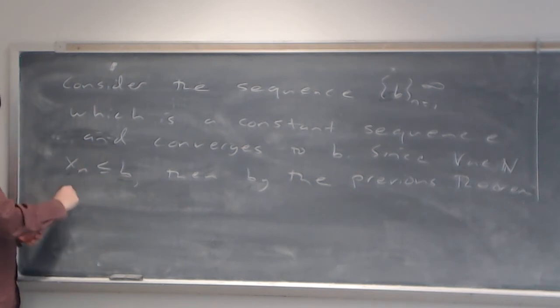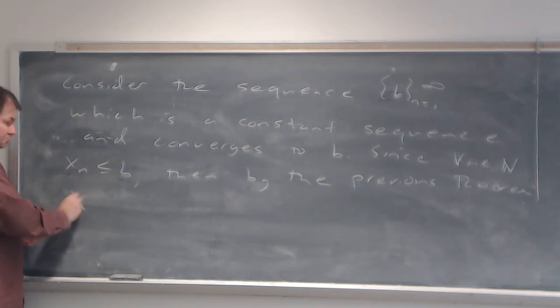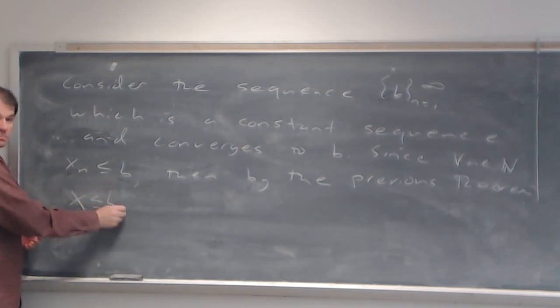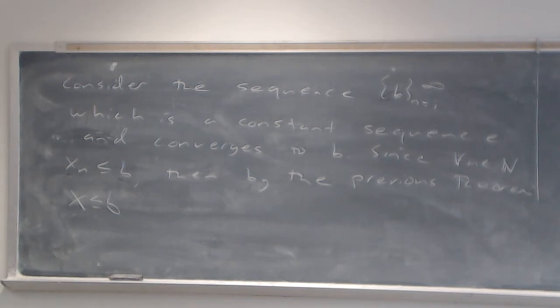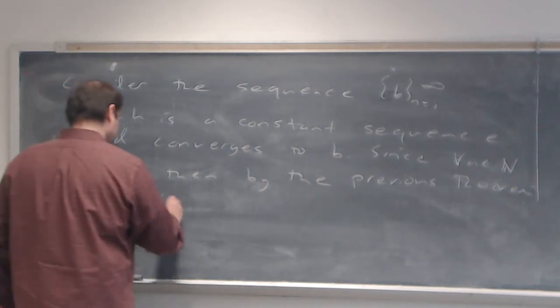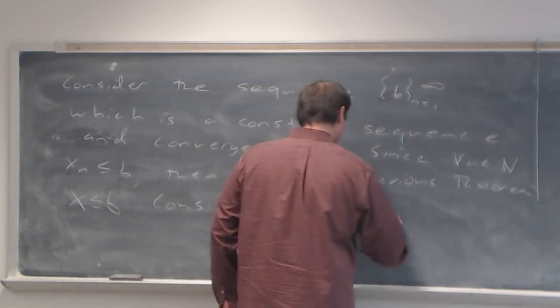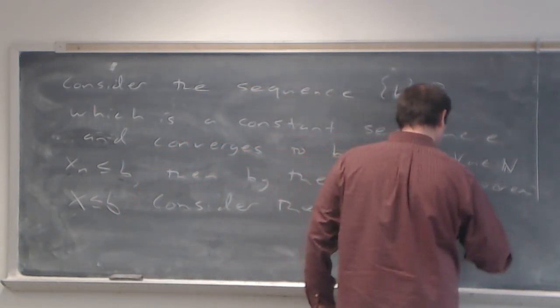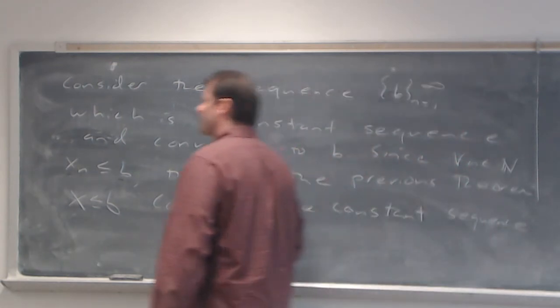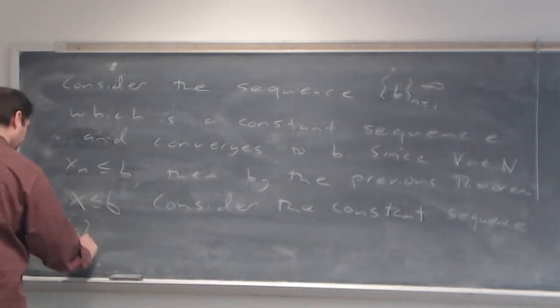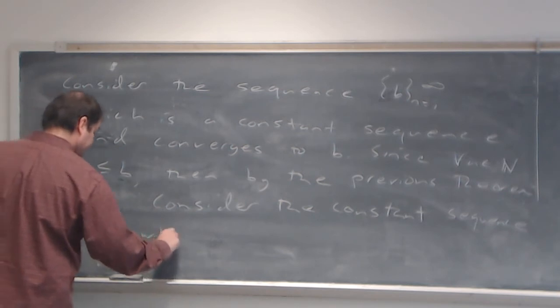So what do we get? What's the limit of x of n's? What are we calling it? x is less than or equal to b. Okay, we did it in that direction. That's one of the inequalities. Well, we're going to do the same thing for the other direction. Instead of considering the constant sequence b, we're going to consider the constant sequence a, which converges to a.